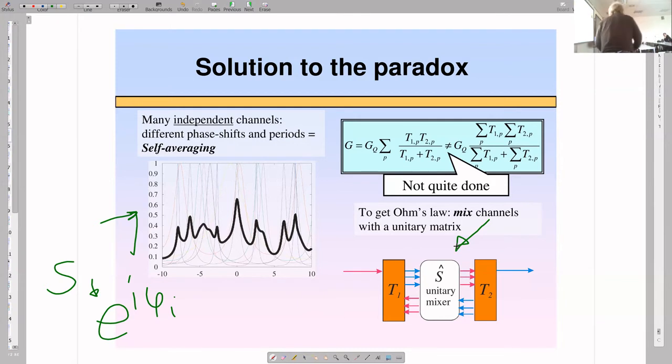Good. I wouldn't be able to derive it simply, but believe me, that restores Ohm's law in the limit of a big number of channels. So we have just a kind of more or less practical, experimental criterion. Ohm's law is satisfied for conductors with a big number of channels. Then it will be a result of self-averaging.